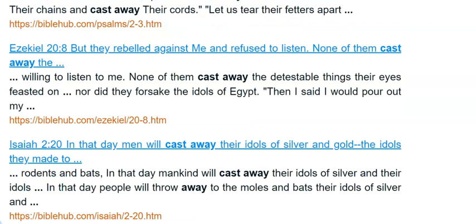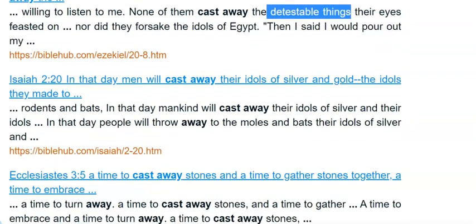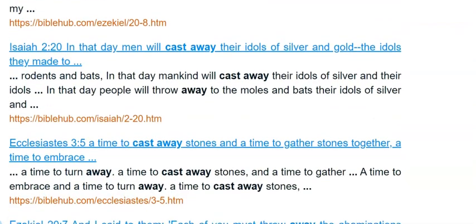None of them cast away the detestable things. So you know what the detestable things is, right? It's the old bits and pieces type of thing, right? Refuse to listen, see? They rebelled against me and refused to listen. Who's this, the king? Or something like that, right? None of them cast away the detestable things their eyes feasted on. Like again, the lust idea and all that, right? Nor did they forsake the idols of Egypt. Then I said I would pour out my wrath, no doubt, right? Wrath or something. Anger or something like that. It's here, totally that way, right?